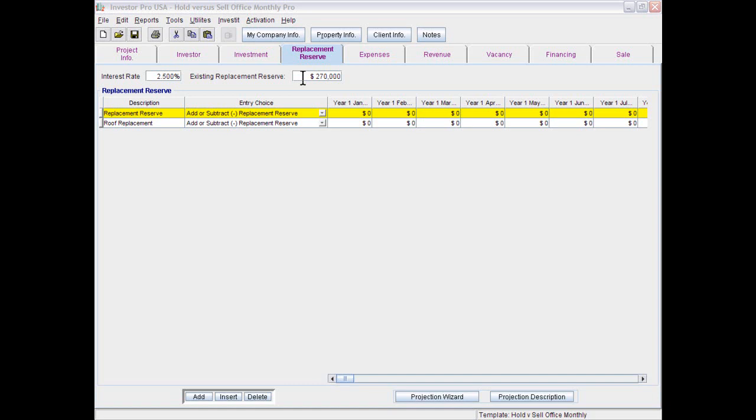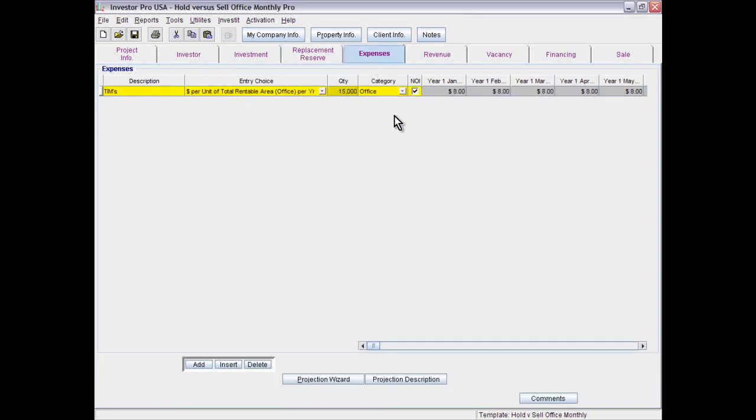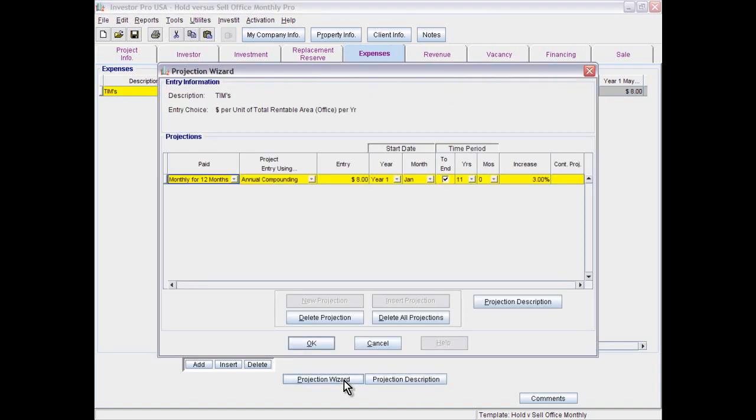The current balance in the replacement reserve account is $270,000, and that's being invested at an interest rate of 2.5% per year. We'll now move to the expenses, and we project the expenses. I've kept it very simple for this example. You can have many expenses. I've simply set up one line for taxes, insurance, and maintenance. And anything that's grayed out is a projection, and that was entered in Projection Wizard.